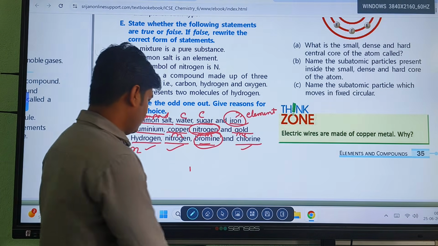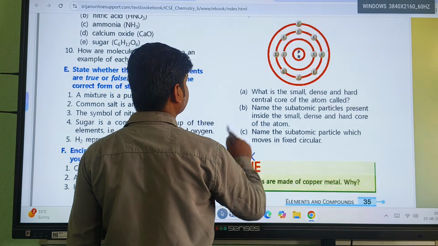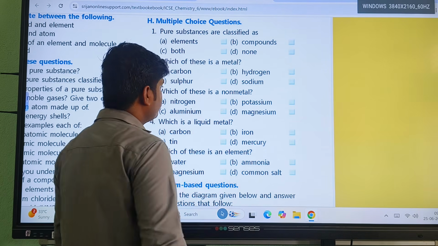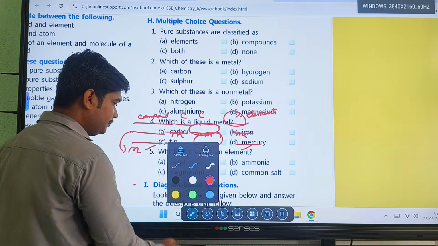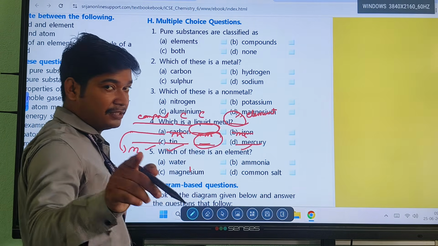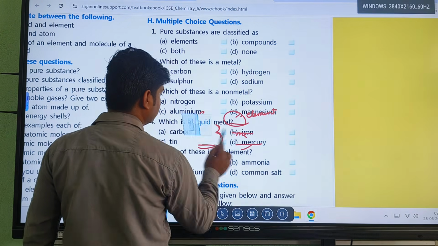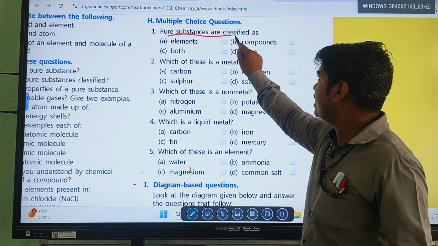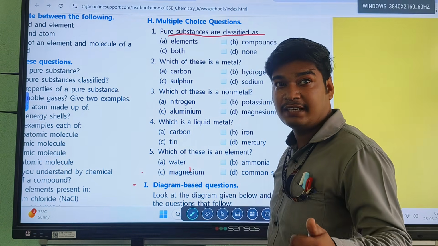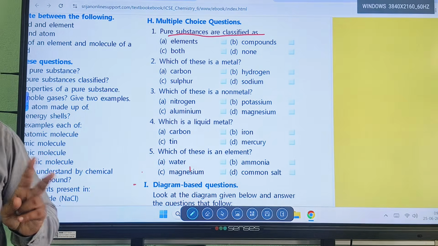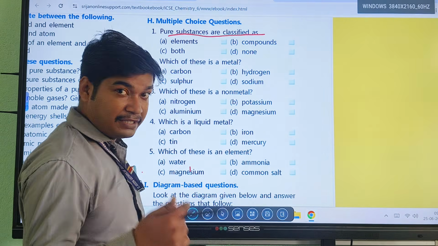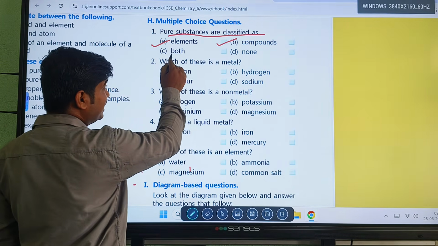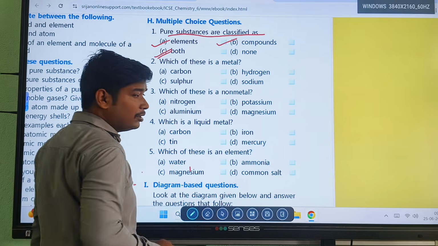Okay. Now come to see the next question. Multiple choice questions are there. Let's solve, and you will also give the answer. Okay. Here it is written, pure substances are classified as. I have told you about that. Pure substances are classified into only two types, that is first element and second is compound. So here it is written element also. Here it is written compound also. But here it is written both. So this one will be your answer.